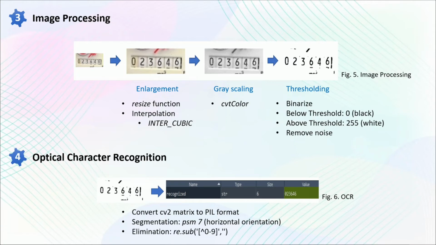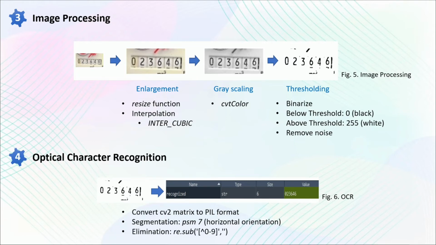Next is the optical character recognition. The ROI extracted in the previous step is in matrix form. However, the Tesseract can only operate with the image in PIL format. First, the first step is to convert the image format.